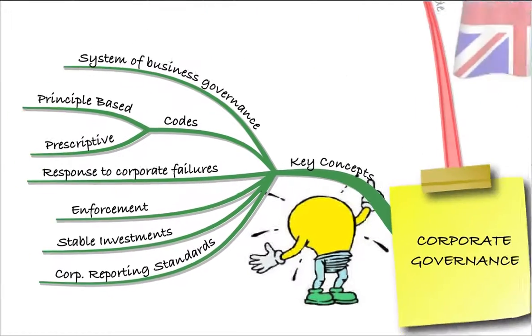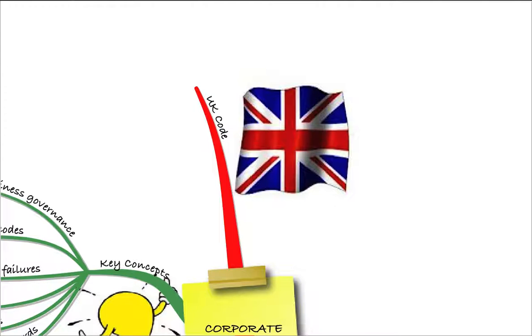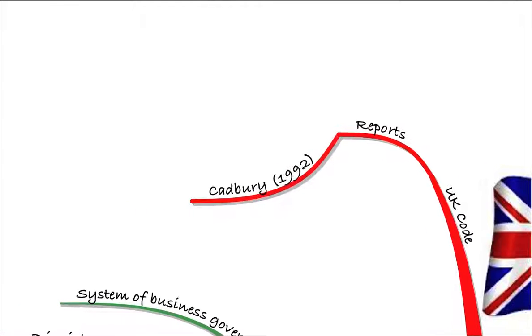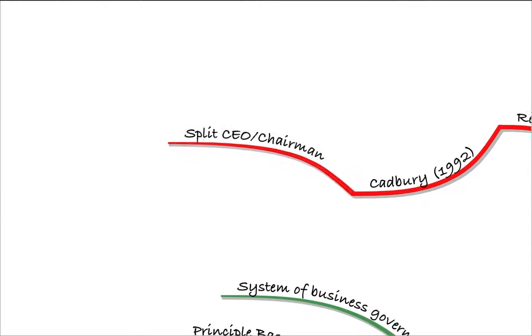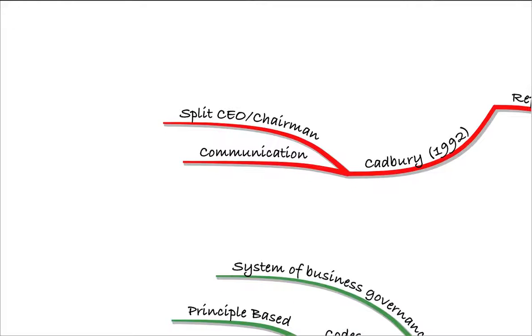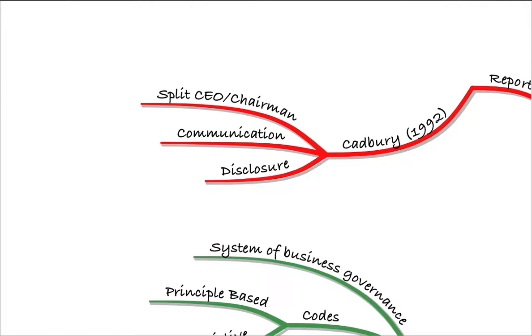The UK Corporate Governance Code is made up of several reports that have been carried out over a number of years. In 1992, the Cadbury report set out the split of the CEO and chairman. So the chief executive officer and the chairman shouldn't be the same person. Also, it talked about communication with the shareholders and disclosure elements.